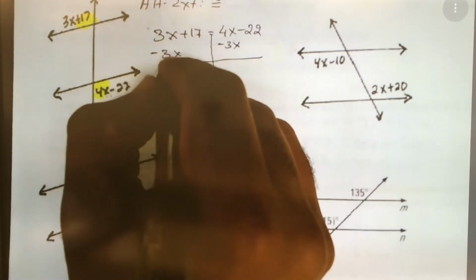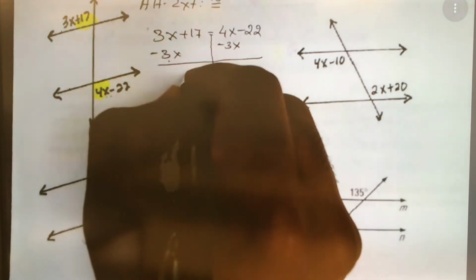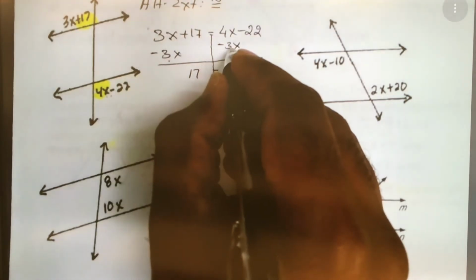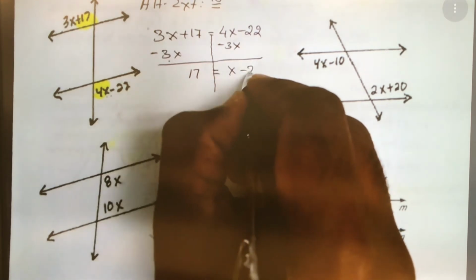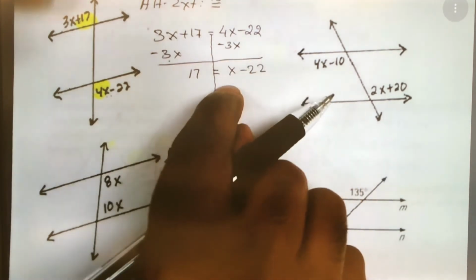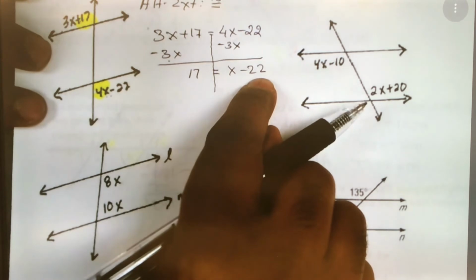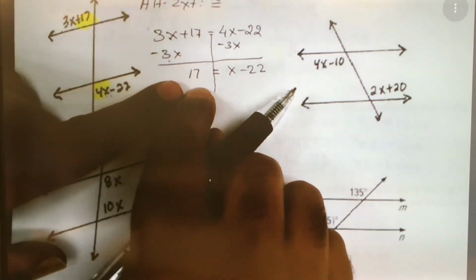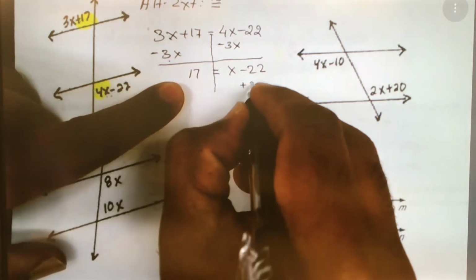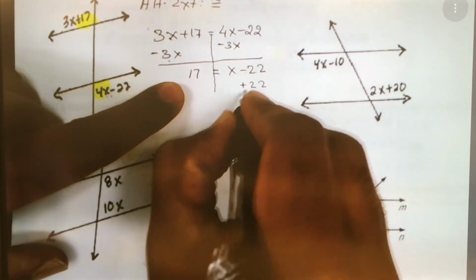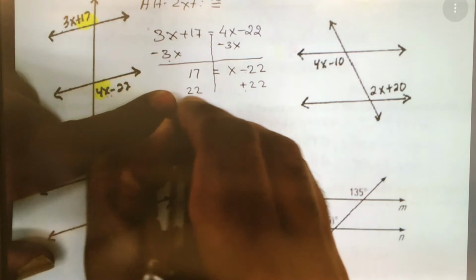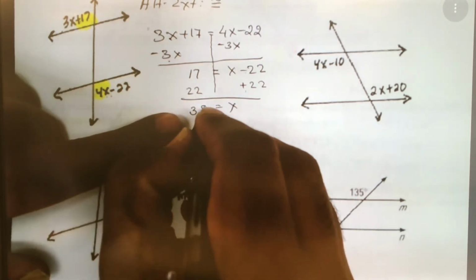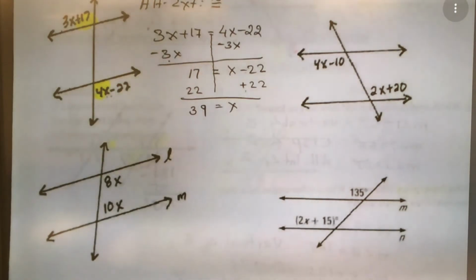I get 3x minus 3x is 0. 17 is equal to 4x minus 3 is 1x minus 22. To isolate x, I need to remove 22. I had to move the 22 to the other side of the equal sign. So the positive, so minus sign, so add the opposite. So 22. So I get x is equal to 39. So I have the value of x is equal to 39.